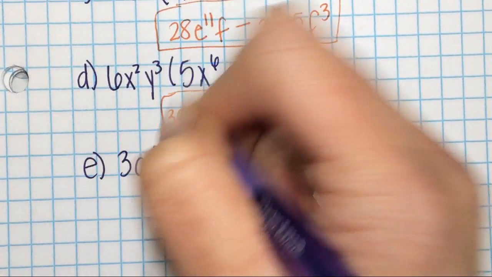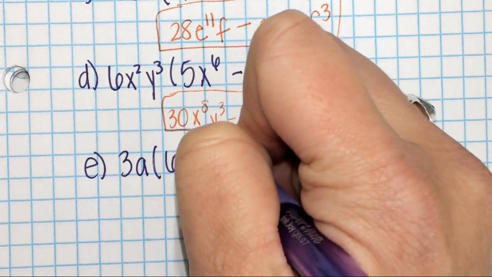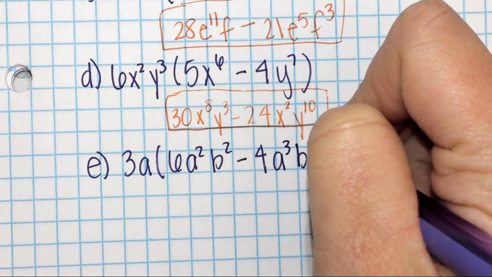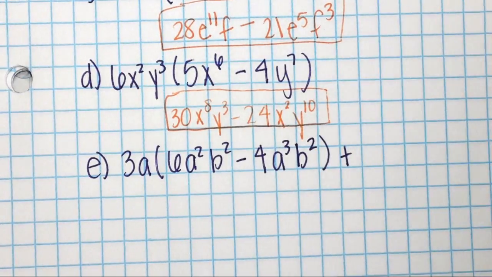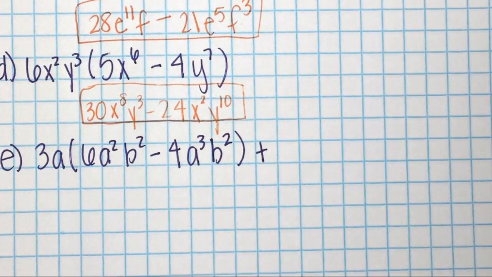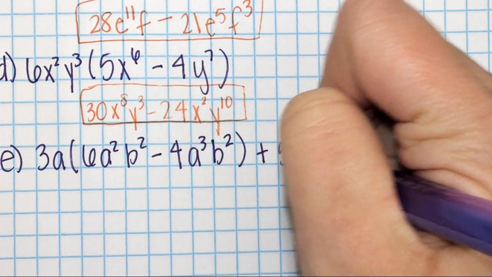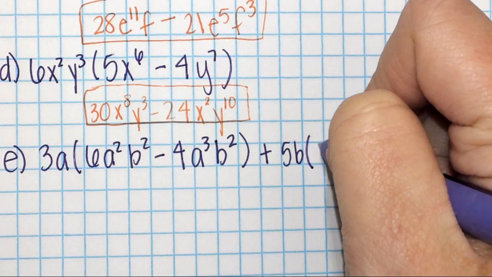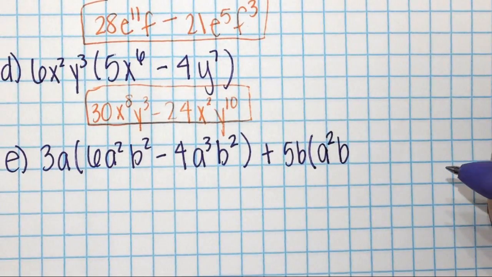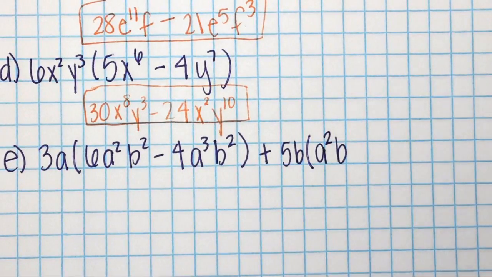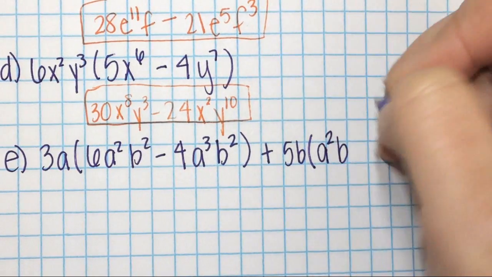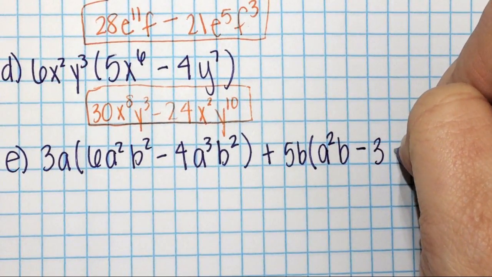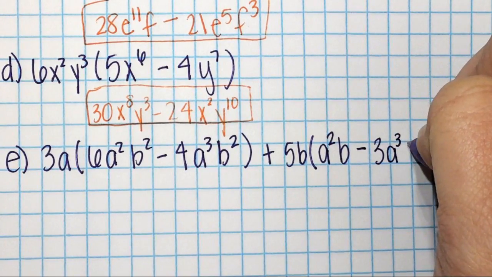So 3a times 6a squared b squared minus 4a cubed b squared plus, I know we're going crazy, 5b times 6a squared b. Make it a double length, so long it goes down. Minus 3a cubed.